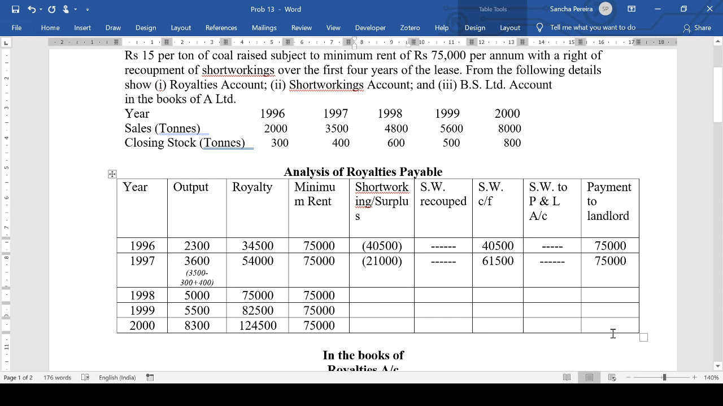Now, in the third year, there is neither a short working nor a surplus. So we cannot recoup anything again. How much will we carry forward? 61,500, because I still have another year, during the first 4 years, so I'm going to carry the entire amount forward. So I don't need to transfer anything to the P&L account. Payment to landlord will be 75,000.